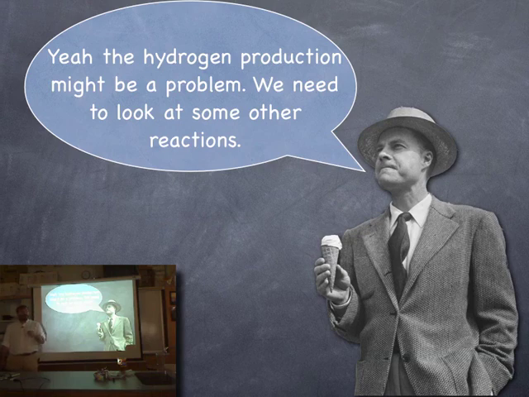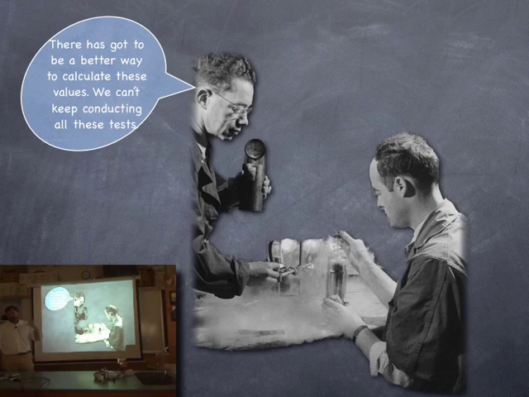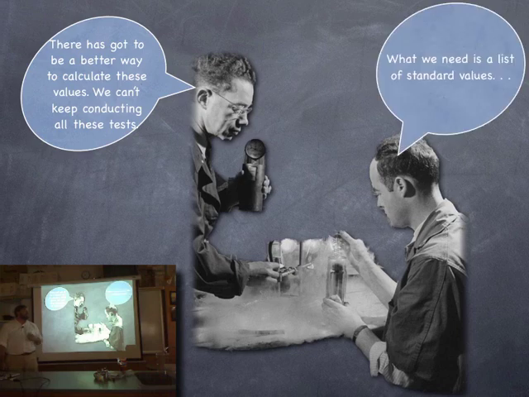So the issue here is that we don't want to have to go in the lab and conduct so many experiments. We don't want to have to look up so many different values for all of these experiments so that we can put all the equations together and make a map. There's got to be a better way to go about doing this. What we really need is a list of standard values. We need a way to do this so that we don't have to have a whole bunch of equations.